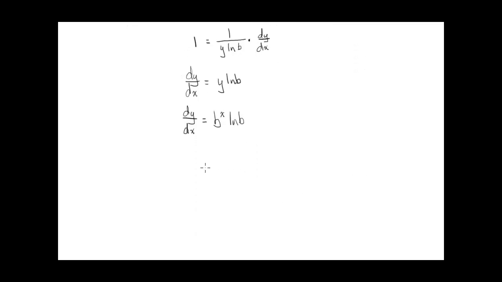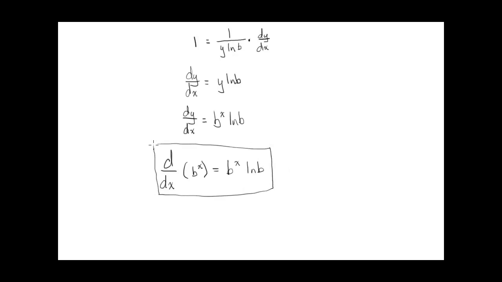Okay, so that's our rule. So the derivative of b to the power of x is just equal to b to the power of x times the ln, or natural logarithm, of b. And that's your derivative rule.